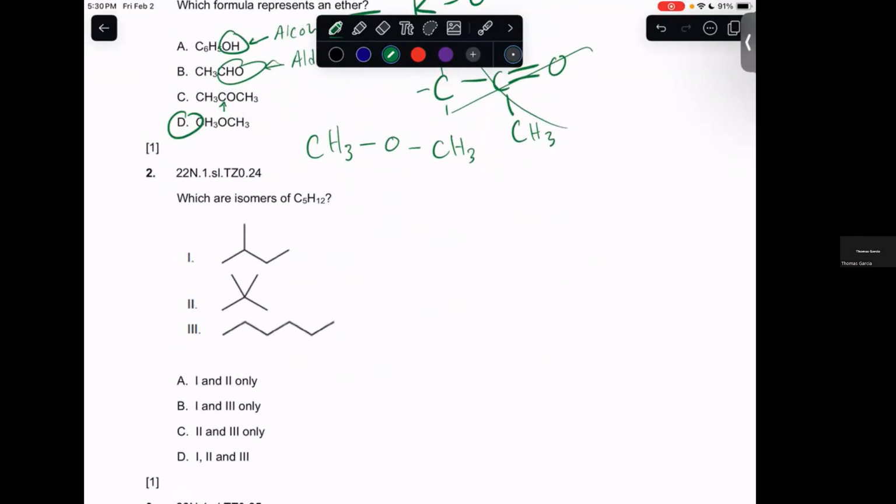Moving on, which are isomers of C5H12? First off, I see that this is 2N plus 2 hydrogens, meaning they must all be alkanes. So I'm not looking for any double bonds, single bonds only. Next, I see 5 carbons. So I'm just going to go ahead and count out the carbons. 1, 2, 3, 4, 5. Cool. Number 1 looks good. 1, 2, 3, 4, 5. Number 2 looks good. 1, 2, 3, 4, 5, 6. Ooh, number 3 is not good.